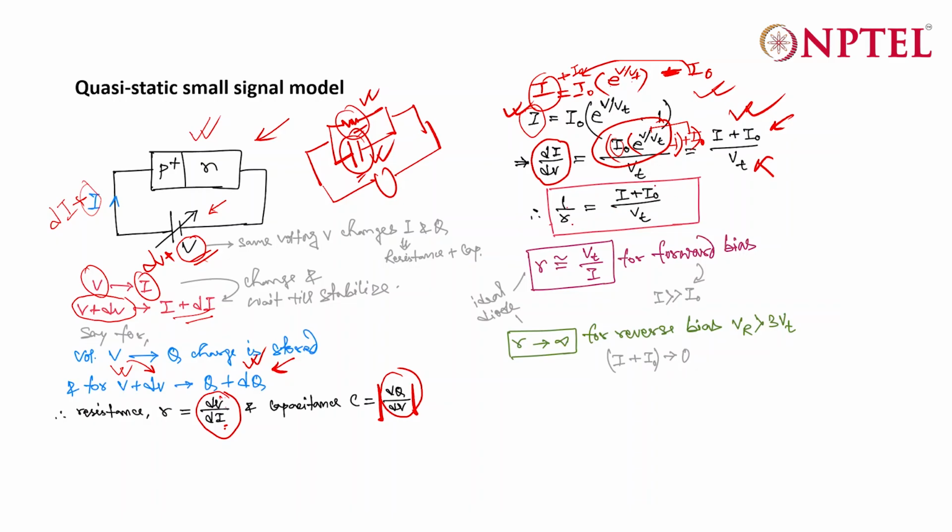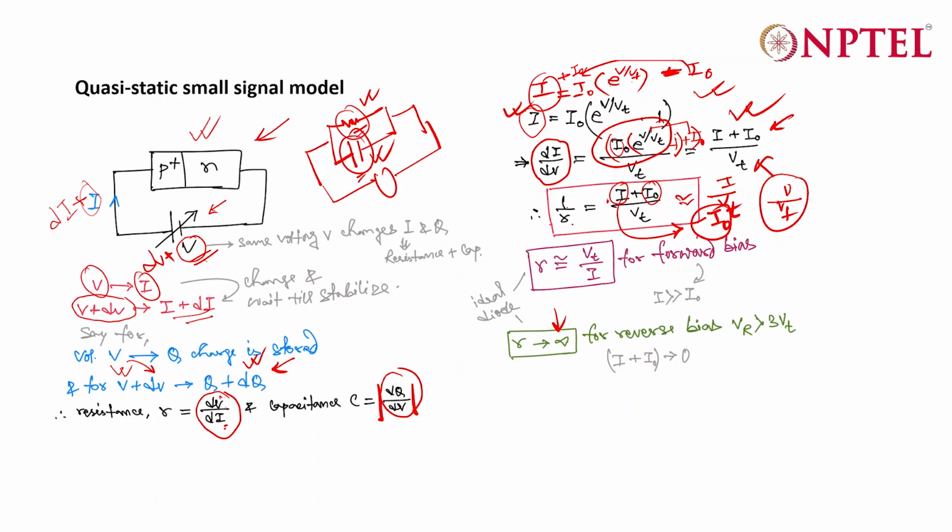Now under forward bias, the value of I0 is very small. So you can consider this approximately as I by Vt. So your R will be approximately equal to Vt by I for forward bias. Now, under reverse bias, we know that the current I is nothing but minus I0, right? We already have seen this is the reverse saturation current. Now, under reverse bias, we will have minus I0 plus I0, that is 0 by Vt. So that means under reverse bias, your R will be almost equal to, or tend to, infinity.